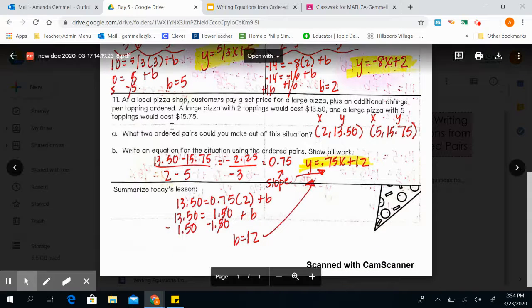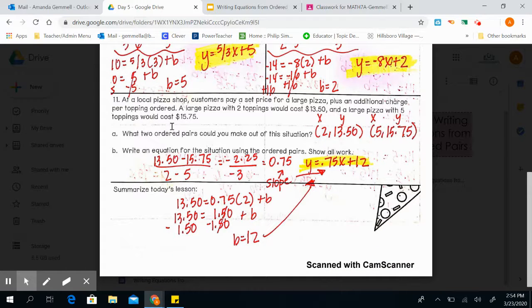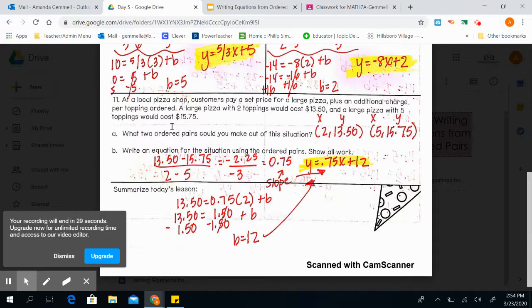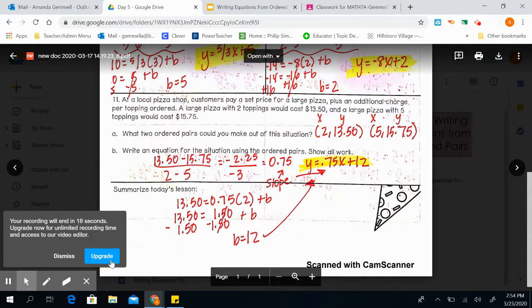Okay, and then down here, I do want to look at this word problem. At a local pizza shop, customers pay a set price for a large pizza plus an additional charge per topping. A large pizza with 2 toppings would cost $13.50, and a large pizza with 5 toppings would cost $15.75. I'm going to pause here because I have to make a second video, but stay tuned.